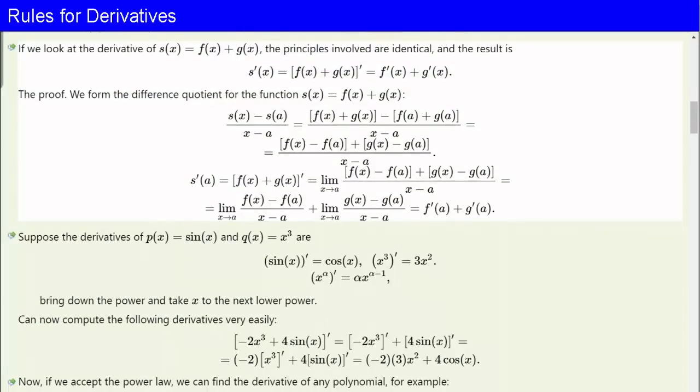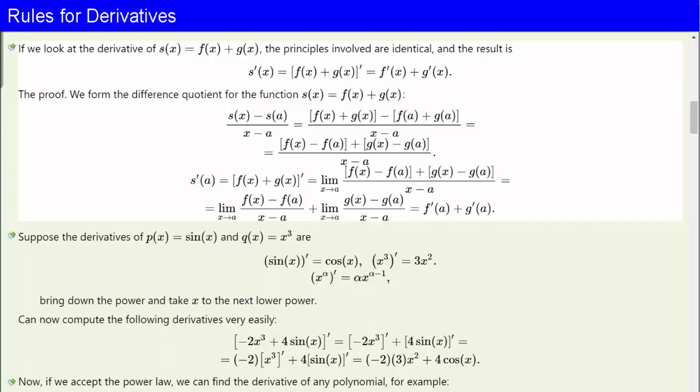If we look at the derivative of s of x equals f of x plus g of x, the principles involved are identical, and the result is that the derivative of f plus g is just f prime plus g prime. Let's go through the proof.